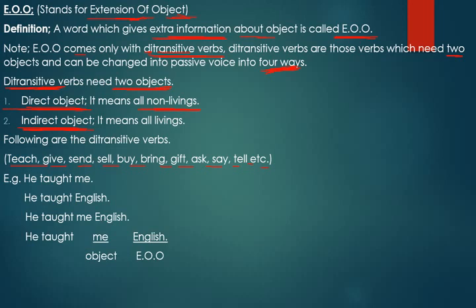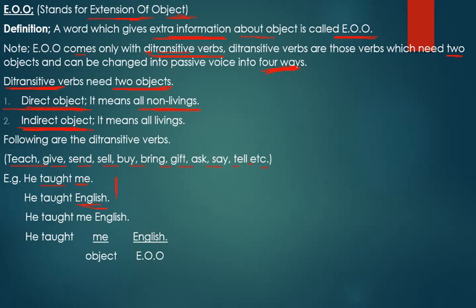Now the example is, I say he taught me. So see, teach is your ditransitive verb. It is not giving complete meaning here, though it is having an object. He taught me. A question arises, what did he teach you? And the next example is he taught English. Again a question arises, whom did he teach English? So when we join these two sentences together with a verb and put two objects over it, then it is known as a ditransitive verb.